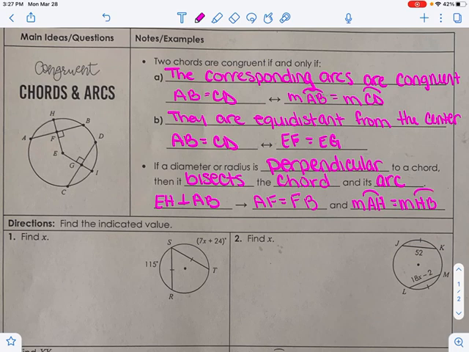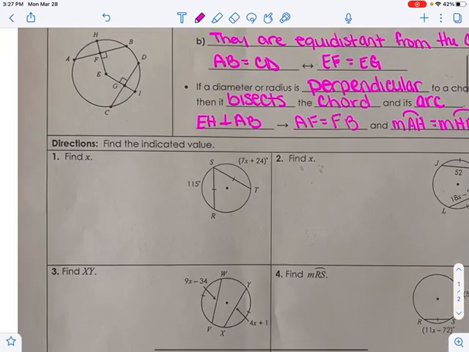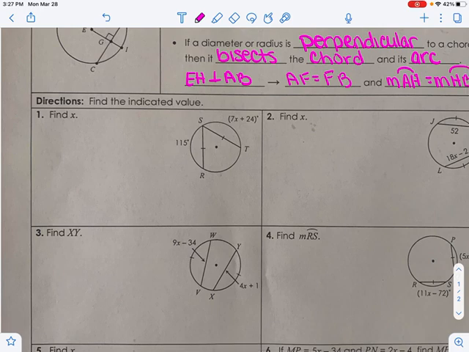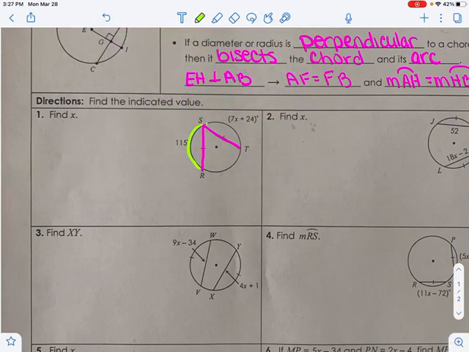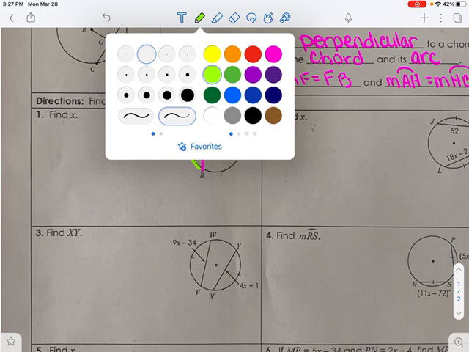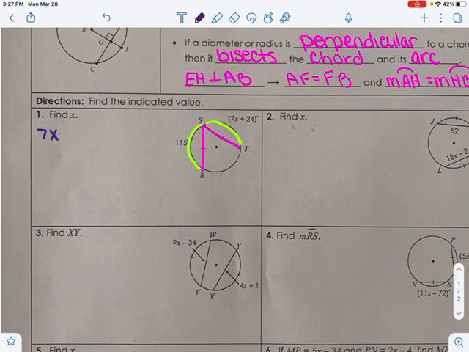All the things. But again, a lot of equal to. So odds are what you're doing in this section is setting things equal to each other. For example, in number 1, the two marked chords are right here, and the two labeled arcs are with the chords. So set everything equal to each other: 7x plus 24 equals 115. It's just algebra. We subtract 24, 7x equals 91. Divide, x equals 13.